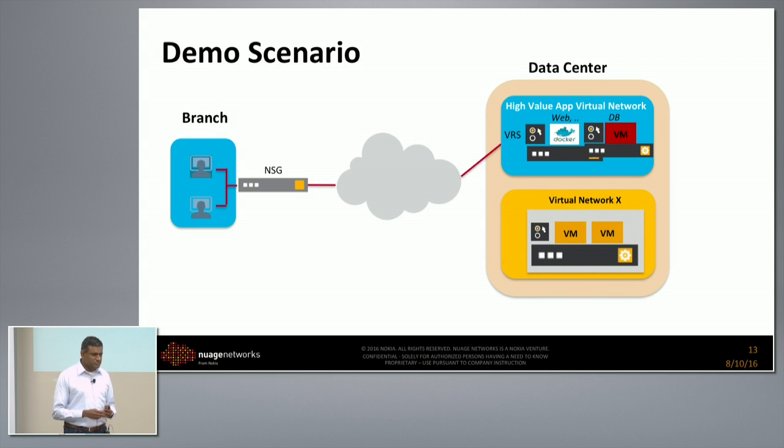Most of the customers we talk to like the idea of application isolation. So they want to create a virtual network for a high-value application. In this case, it's the model we use. We also have other virtual networks as well, but we're going to zoom in on this high-value virtual network.